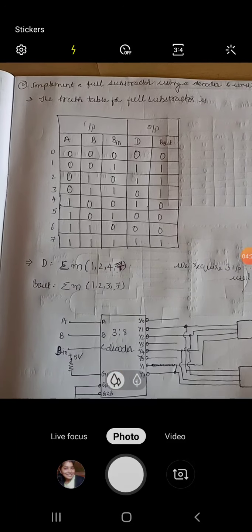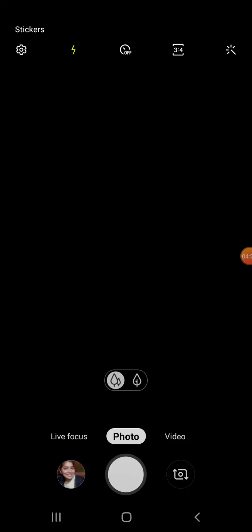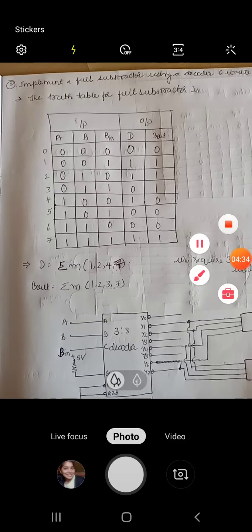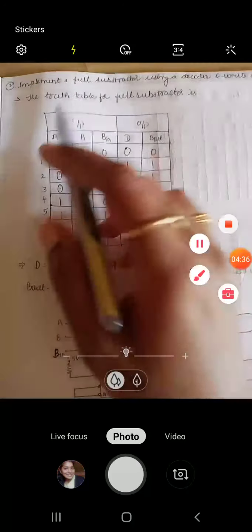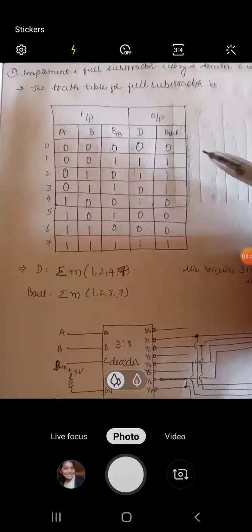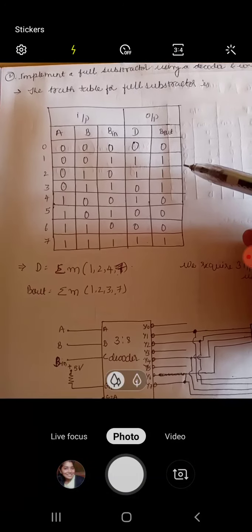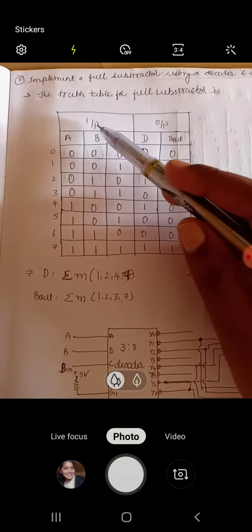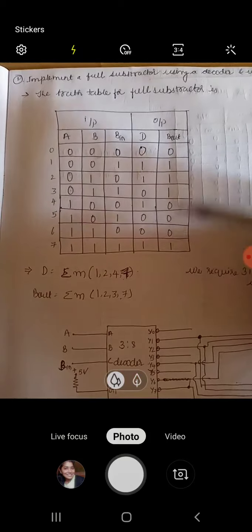Okay, so what we have done over here is, this is the subtractor which I have written. This is the truth table, which I need not explain, because you have already studied this in your previous semesters. So these are the inputs and these are the outputs.